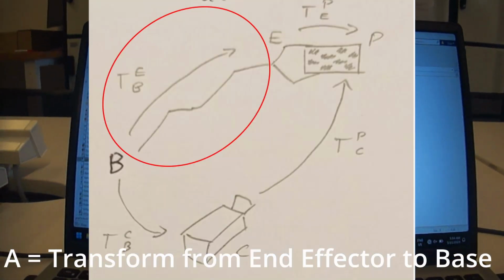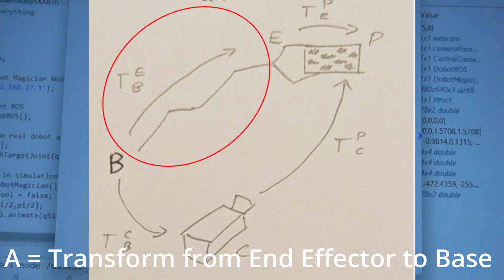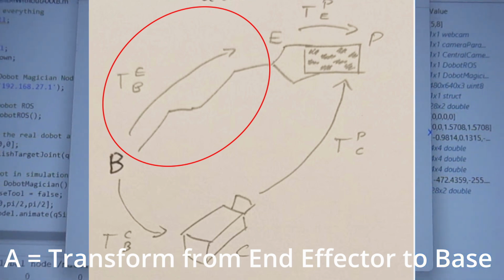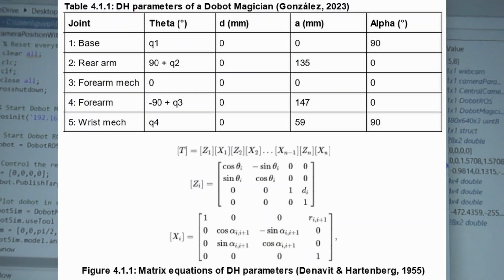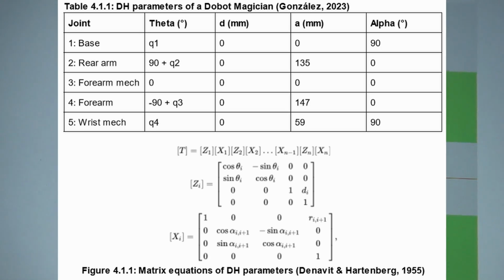The process follows finding the A transform, TBE, which represents the position and orientation of the robot's end effector relative to its base, which we calculate using forward kinematics. This gives us the robot's pose at each movement.